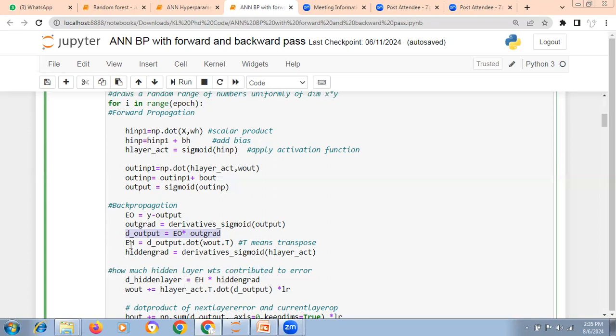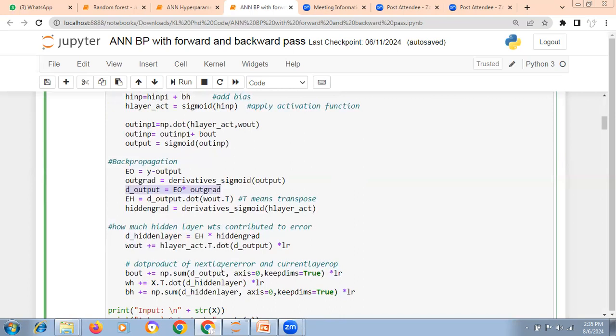Then whatever is the error is multiplied with this output. And at this point I have obtained the error at the hidden layer, and this is the error at the output layer. So these two variables will be used to update my weights at the hidden layer as well as the output layer, with multiplication of the learning rate. Can you see here that I am multiplying it with the learning rate?